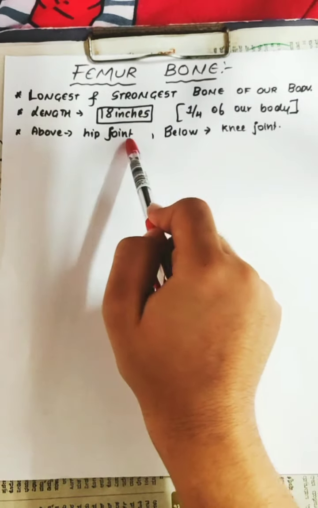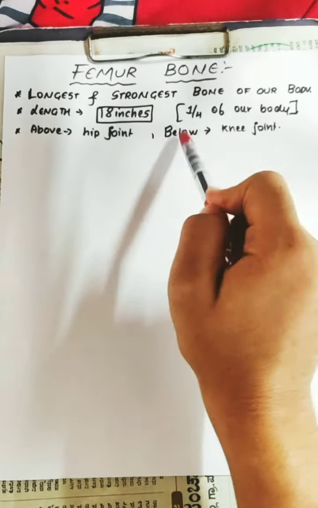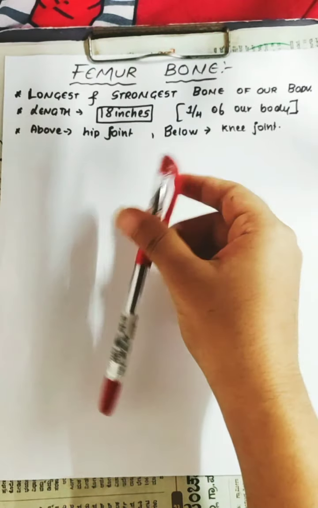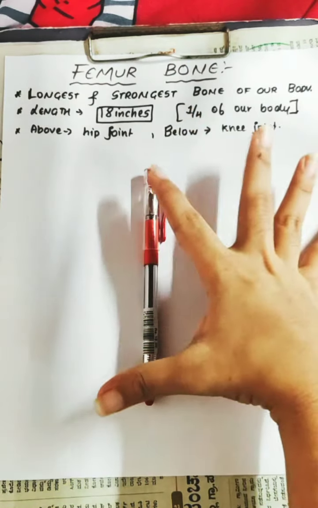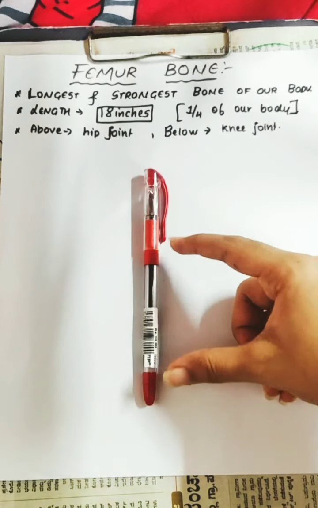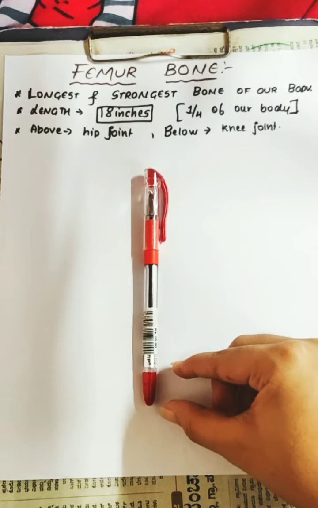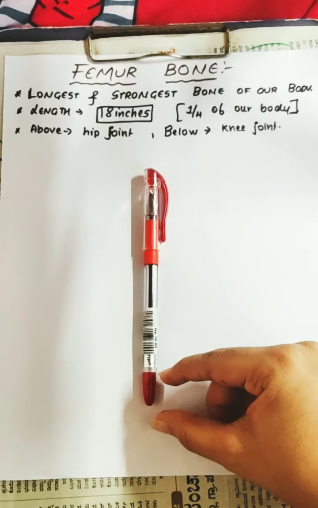From above, it is connected to the hip joint. From below, it is anastomosing with the knee joint. Now we'll see the parts of the femur. I don't have a bone set, so consider this as a femur bone. This is the upper end, this is the shaft, and this is the lower end.